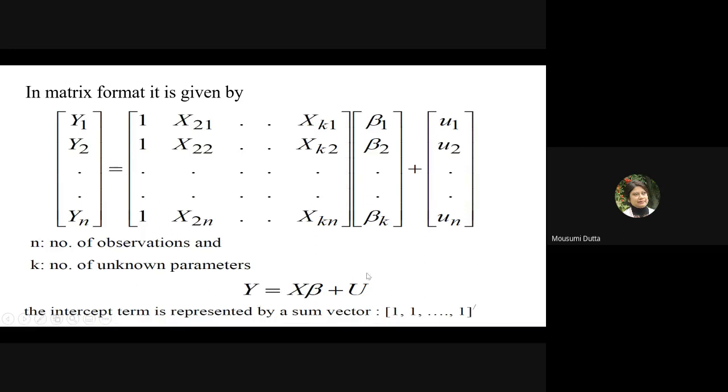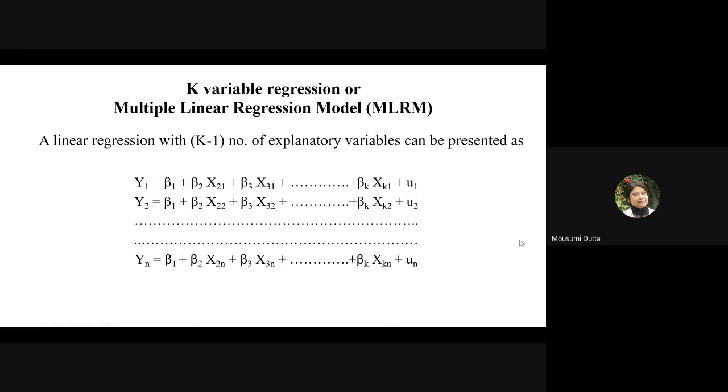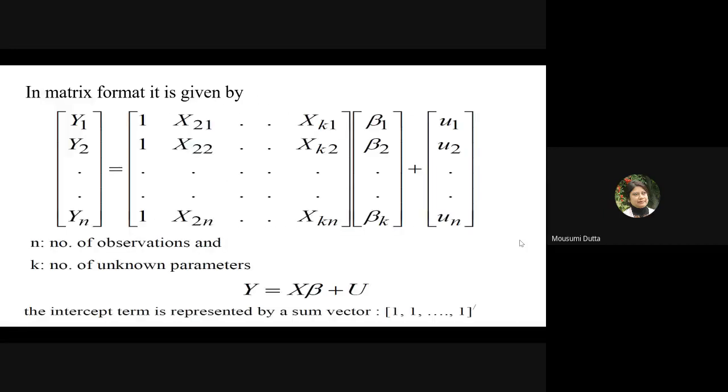So this entire thing can be summarized by this equation, capital Y is equal to X beta plus u, where Y is a vector of order n by 1, X is a matrix of order n by k, beta is a vector of order k by 1, and u is a vector of order n by 1. Okay, so this is the matrix presentation of this set of n equations with k parameters.